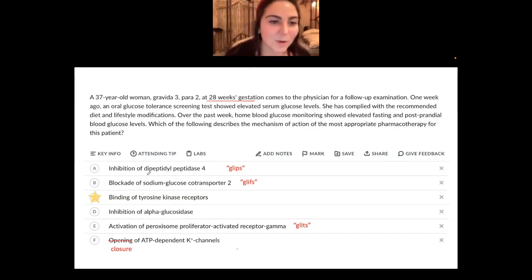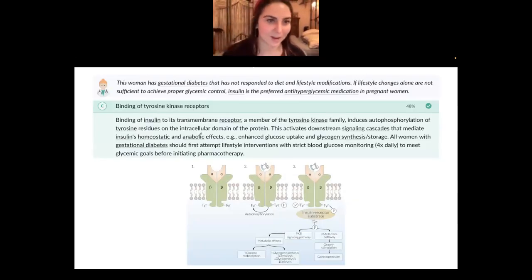But yeah, this is the classic way that they're going to ask you a question. I also like this question because it has all the names written out. So dipeptidyl peptidase 4, this is DPP4. Peroxisome proliferator activated receptor gamma, this is PPAR gamma. And this would be the same for PPAR alpha for the lipid ones. Okay, and then SGLT2, sodium glucose transporter 2. They have all the names written out, which is good to review.